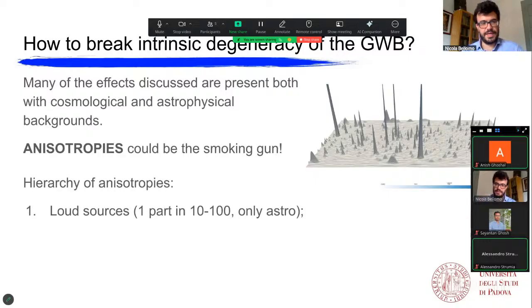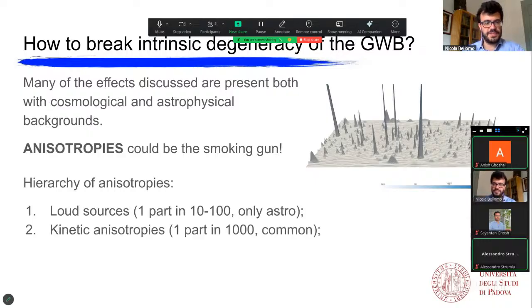Moving down in the level of anisotropies, we have kinetic anisotropies that contribute, let's say, 1 part in 1,000. This sort of anisotropy is common to both cosmological and astrophysical sources, because they're just due to our relative motion with respect to the rest frame. As, for instance, we observe kinetic anisotropies in the CMB.